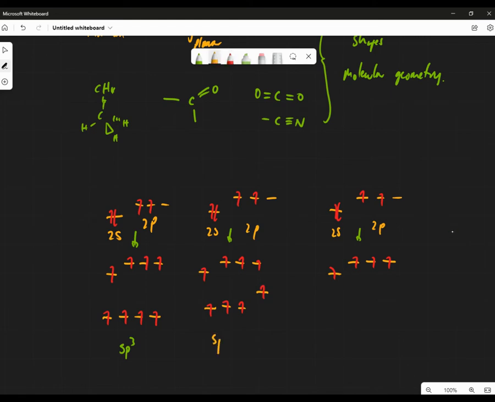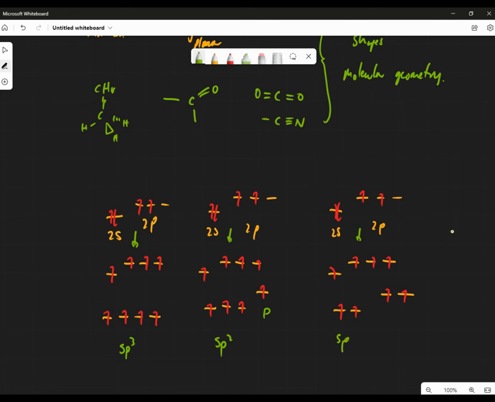These are going to be sp2s because one s and two p's merged. And this is the p. This doesn't want to get involved. And the other case is when one s and one p get involved and the other two p's don't get involved. So there we go. And this one is an sp hybrid.